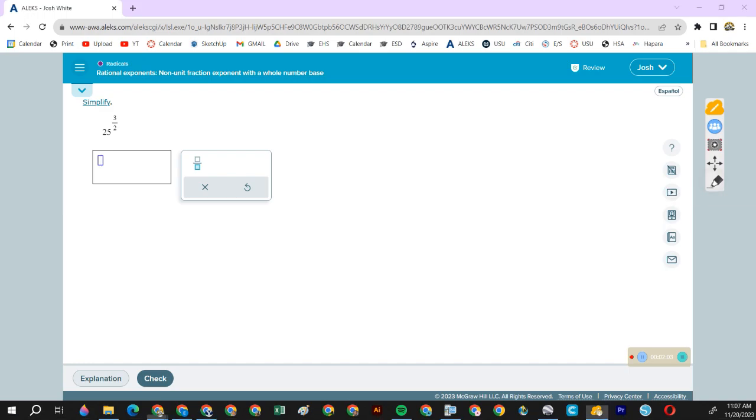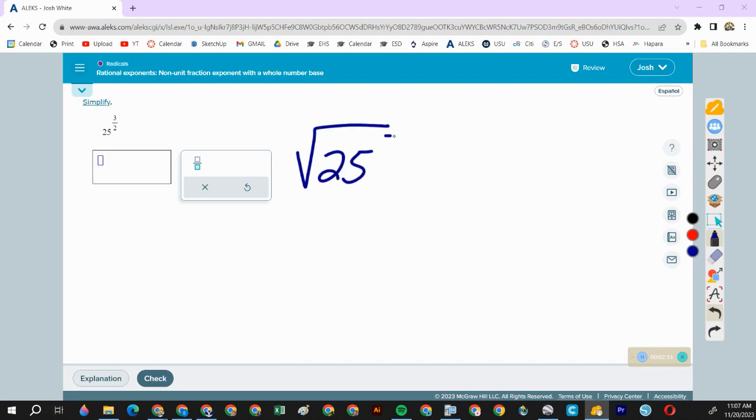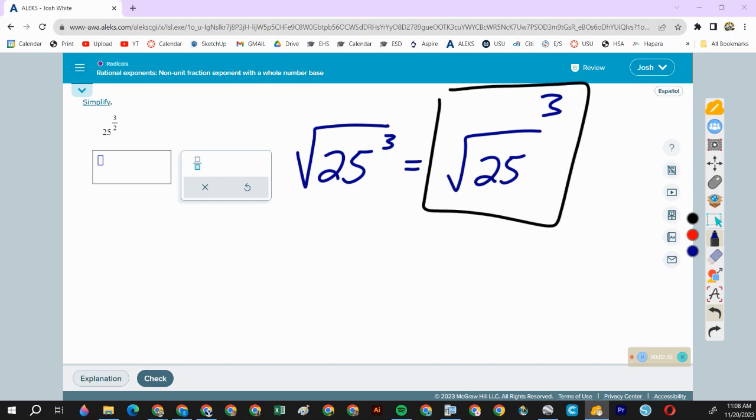Okay, so here we have the square root of 25 to the third. Now, should I put the 3 on the inside or should I put the 3 on the outside? And it sort of just depends. Can we take the square root of 25? Yes. So I would prefer this method for this particular problem. The square root of 25 is 5, and then we raise that to the third power, and we get 125.